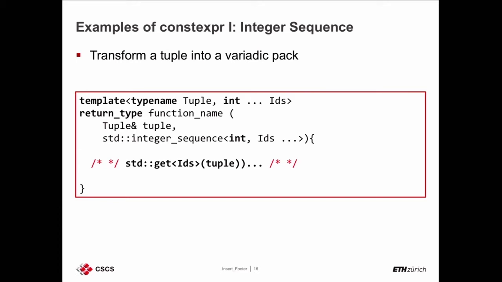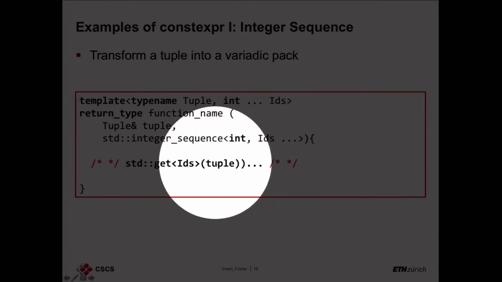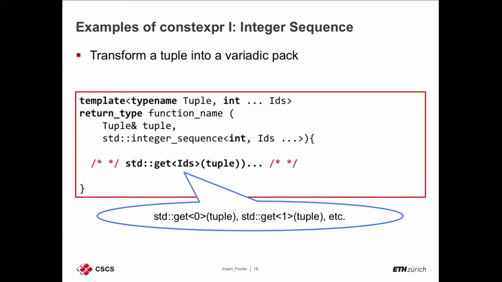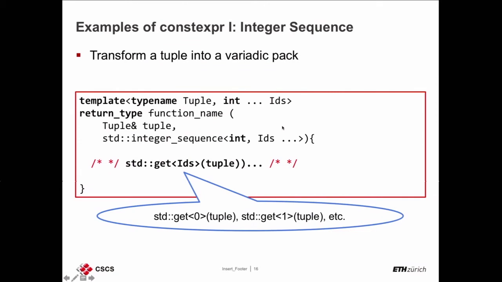What I can do is to use a pattern expansion where I do std::get<IDs>(tuple)..., where IDs is the parameter pack. If this is an integer sequence and these IDs are 0, 1, 2, 3, 4, 5, this will become get<0>, get<1>, get<2>. If the indices are permuted, you get whatever values you have in your IDs list. And this is a way in which you can convert the tuple into a variadic pack again.